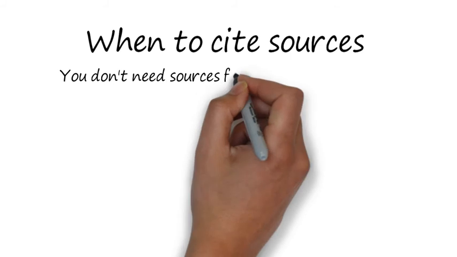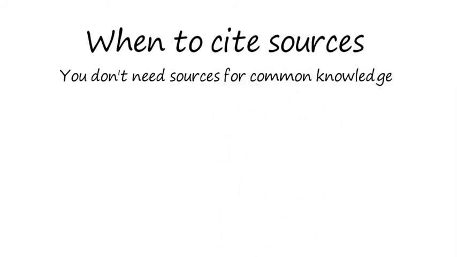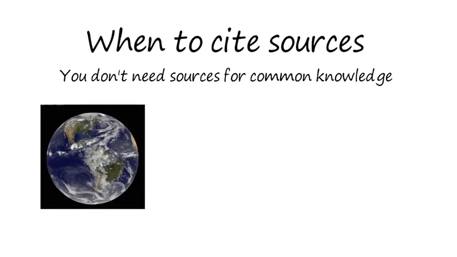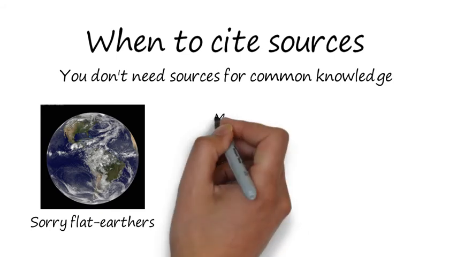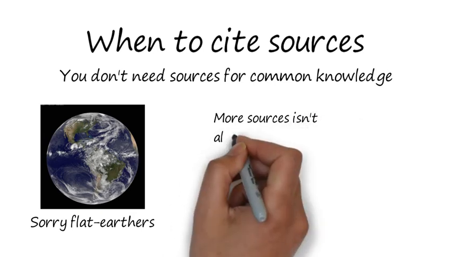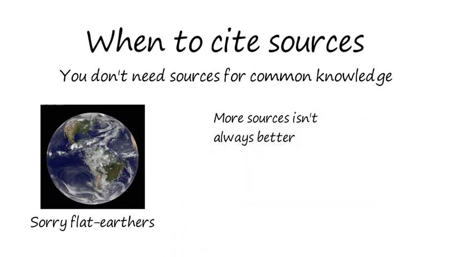The first thing is to avoid citing sources for common knowledge. You don't need a piece of evidence to explain that the sky is blue or that the earth is round. That's commonly known. Also, sources are not a numbers game, so don't think that more sources is better. You want to have a good amount of sources, but you still want to include your voice in your research.